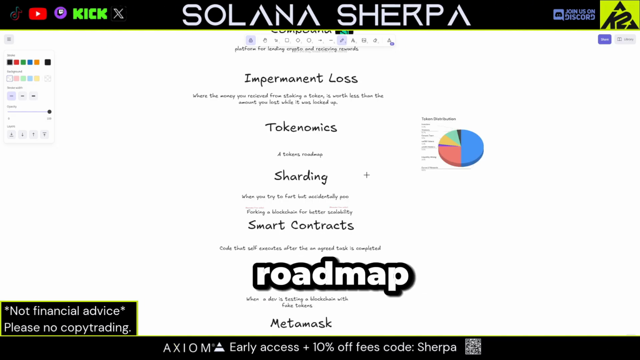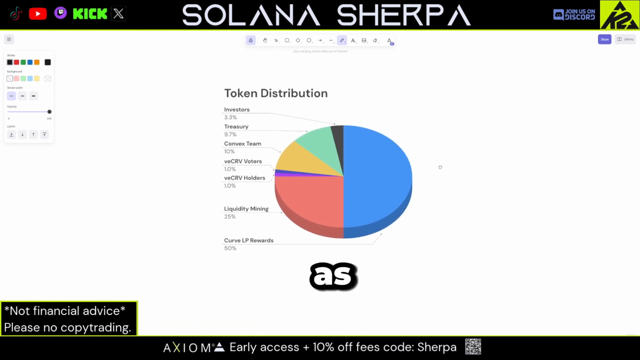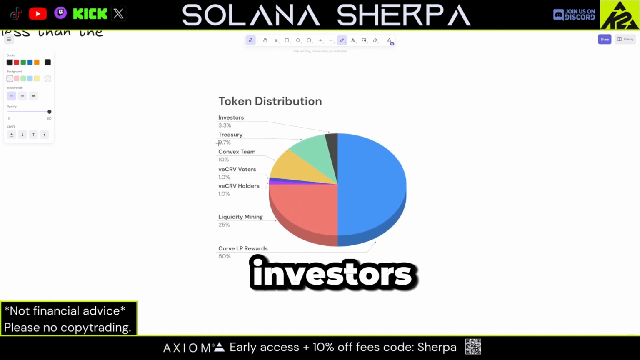Tokenomics is just a token's roadmap. Here's an example that I've shown. As you can see, 3% goes to the investors, 9% goes to the treasury, 10% to the Convex team, and you can read the rest. That's basically how it works.